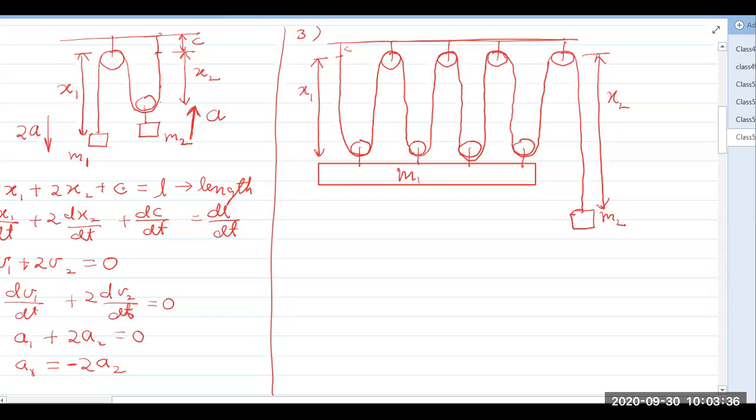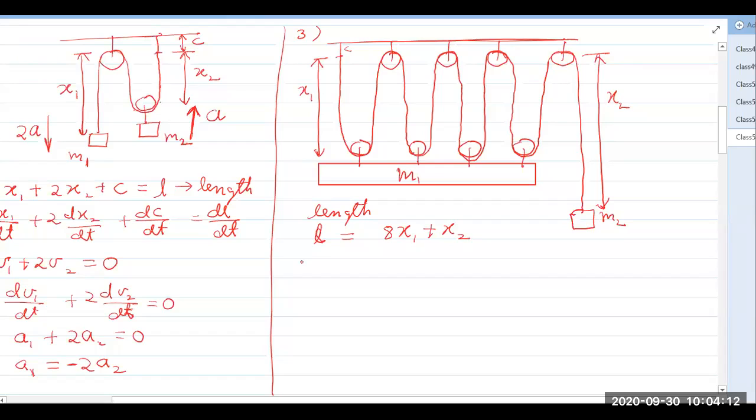So what we will do is now we will write the total length. Length L of the string will be equal to x1 once, twice, thrice, 4 times, 5 times, 6 times, 7 times, up to 8 times. So x1 is 8 times, 8x1. And then x2 from here to here. So L equals 8x1 plus x2. This is the relation we have got.